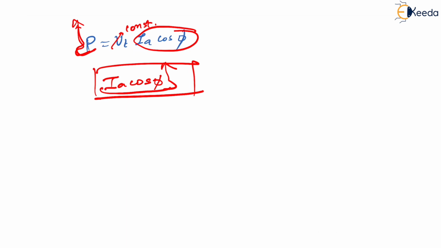Now next is what? We also know one more equation of power. What is that? EF Vt by Xs into sine delta. Yes or no? Yes sir. What is Vt? We already know Vt is constant. We already know Xs has to be constant. Machine constant it is, correct. The next is what? EF into sine delta.